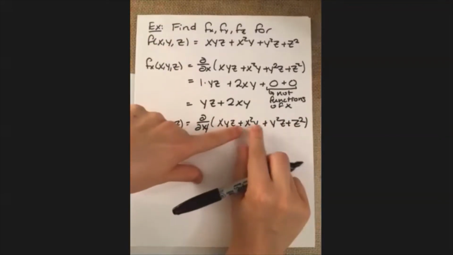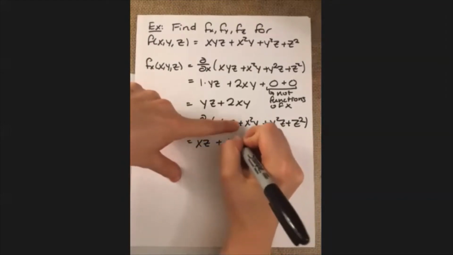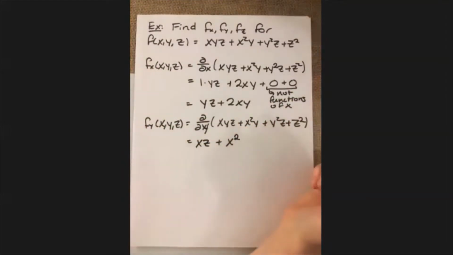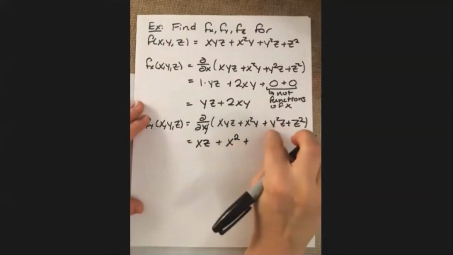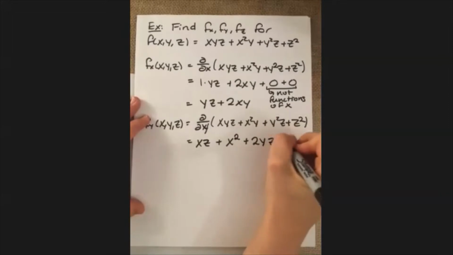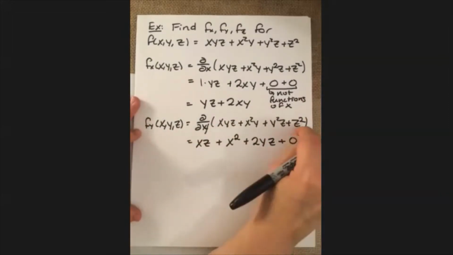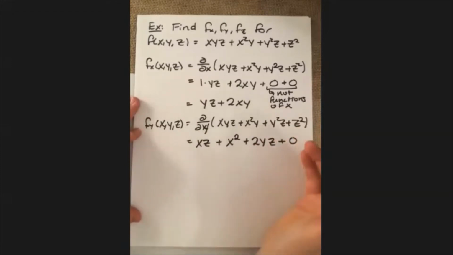And then here, when we take the derivative with respect to y, only the x squared is left behind, because that's what would happen if x squared were just a number. And then here, we get 2y times z. And then this z squared is just a 0 because it's not multiplied by y or anything. So since it's just a constant, it goes away when we take the derivative.